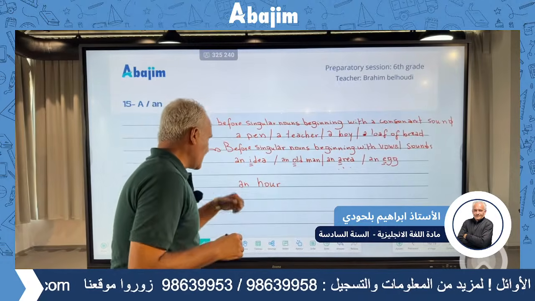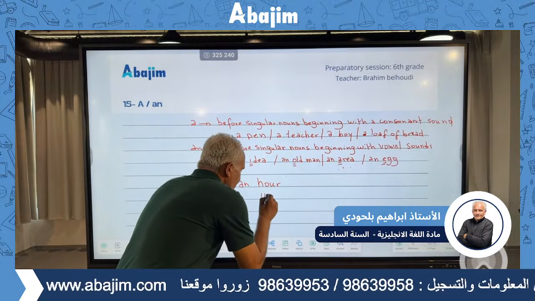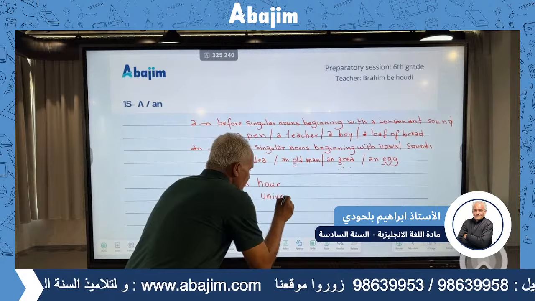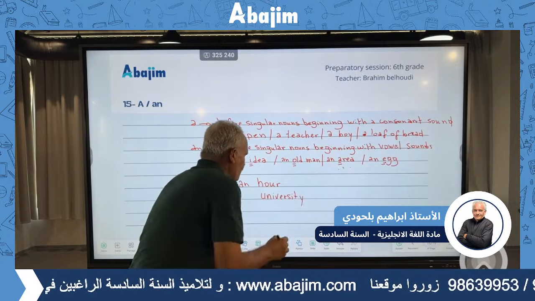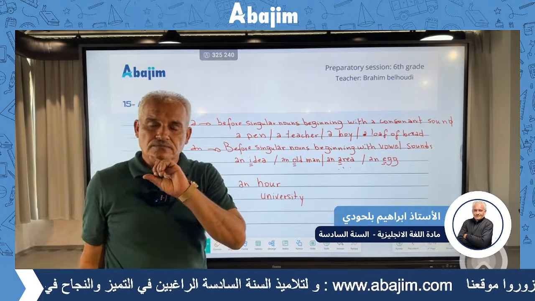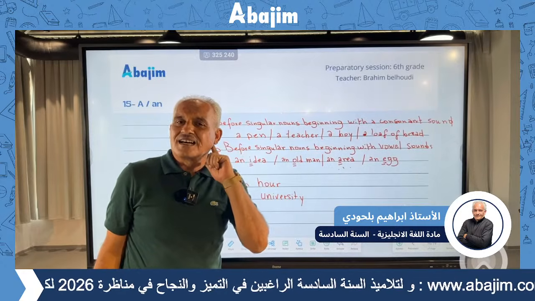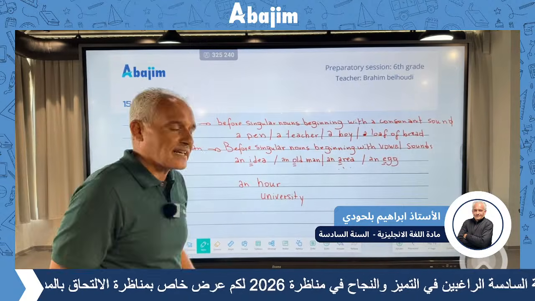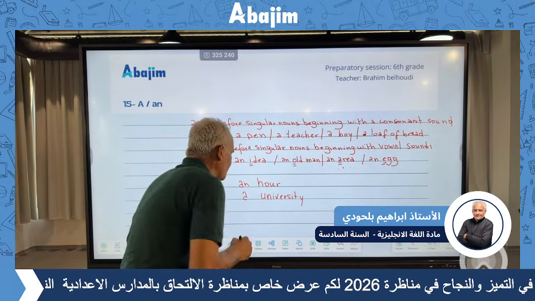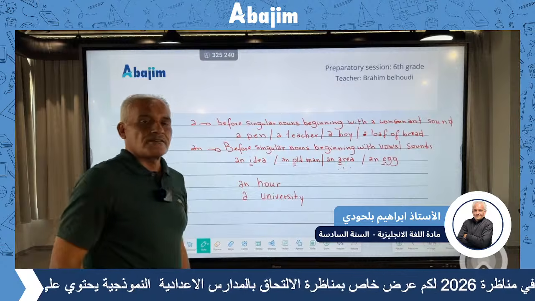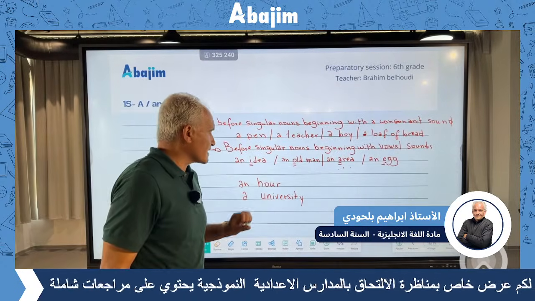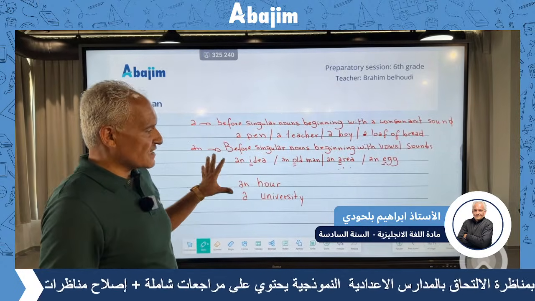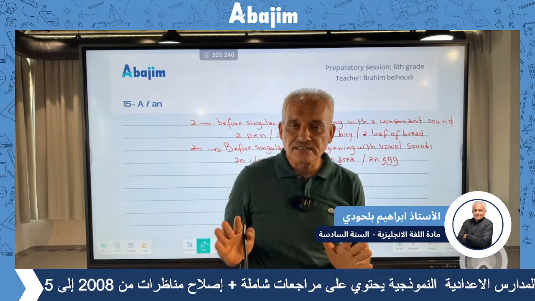Be careful. Another word, "university", for example. University begins with a vowel, but I hear just a consonant sound. That's why I put the indefinite article "a" and not "an". Okay, so take care with these exceptions. Okay, so that's all about the indefinite articles "a" and "an".